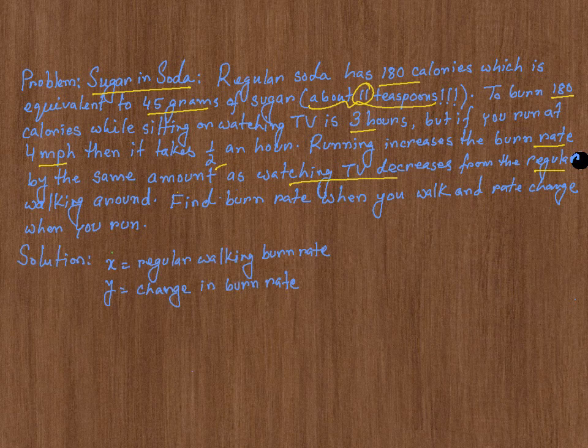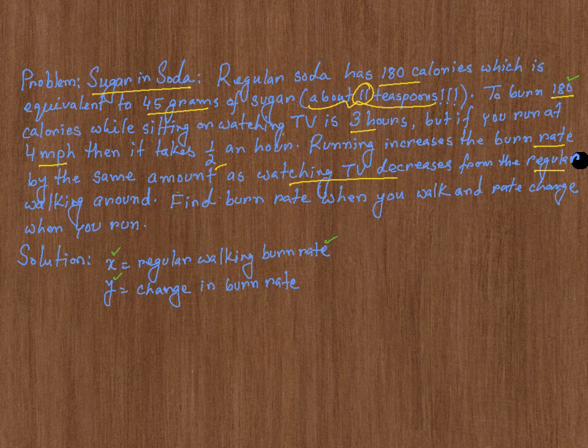Let's make some assumptions. X is the regular walking burn rate, the rate at which you burn calories when you are just doing regular walking around the home or whatnot. And Y is the change in burn rate from walking around. It will go up by Y if you run, and down by Y if you sit down and watch TV. Now, we are going to use the given information, how we burn these 180 calories depending on what we are doing, and set up a system of linear equations.